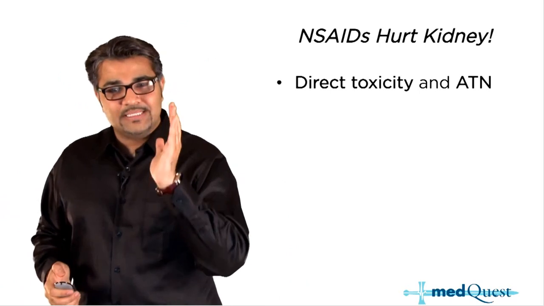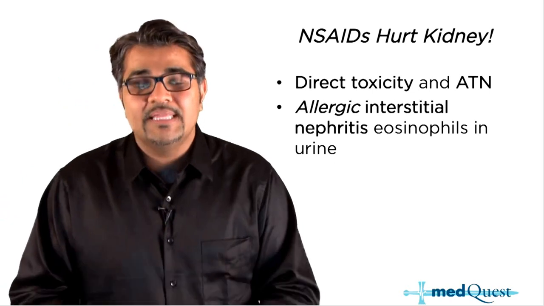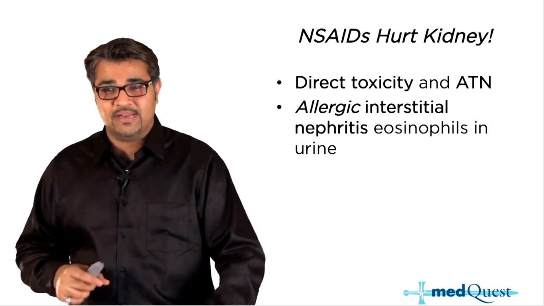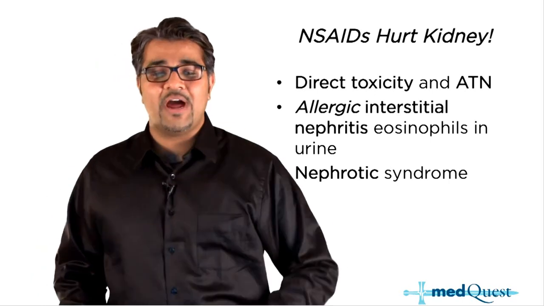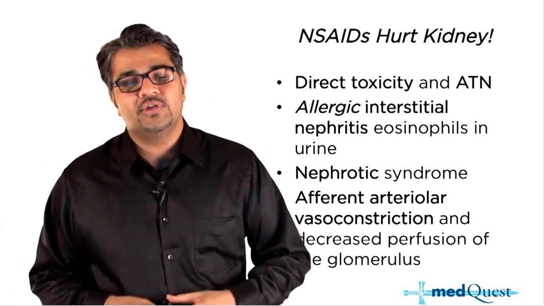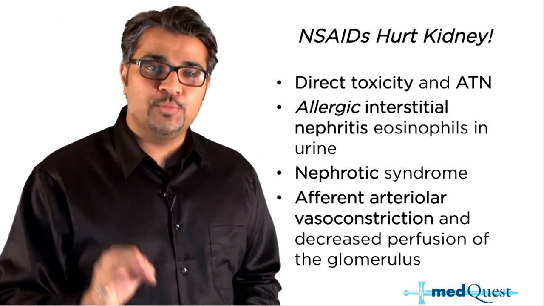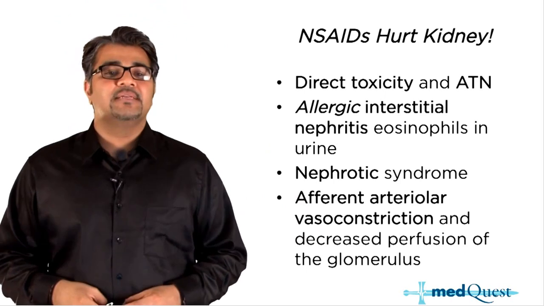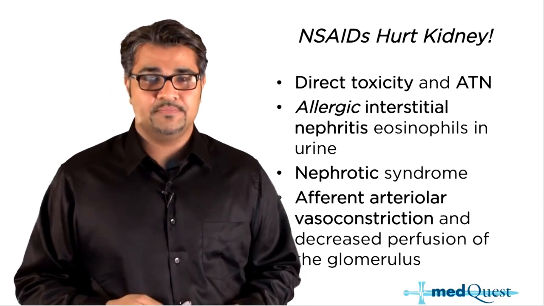Why? Because they are directly toxic, and they can cause ATN. And when they start hurting the kidneys, they can even cause allergic interstitial nephritis with eosinophils in the urine. So now you have a direct toxic effect, possibly causing ATN, or possibly causing allergic interstitial nephritis. And that's not all. You can even have nephrotic syndrome, and you can even have afferent arteriolar vasoconstriction and decreased perfusion of the glomerulus. Why? Because prostaglandins are responsible for dilating the afferent arteriole. And if I block them with an NSAID, you're not going to have that perfusion that you need, and you're going to have renal failure, and you're going to have hypoperfusion.